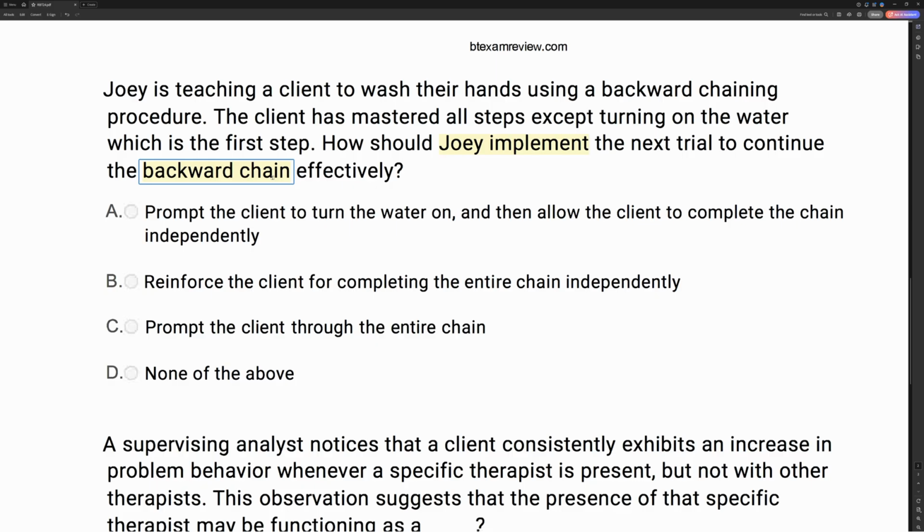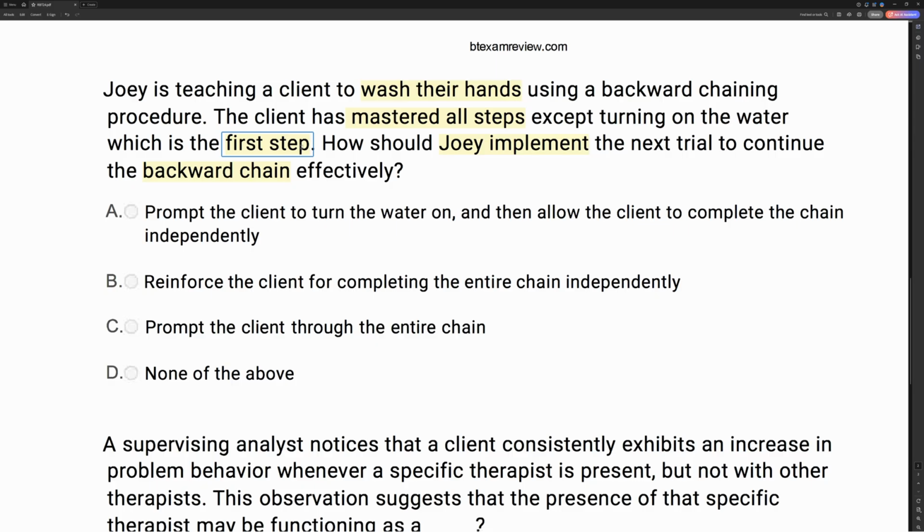With the backward chain, we've got our task chain that we've created from the task analysis. And we're going to teach the last step first. So in the case of washing hands, let's say it's a 5-step procedure. We're going to prompt the first 4 steps, and then that last step needs to be done independently by the client. But in this case, the client's mastered all steps except the first one. So if we've mastered every step except the first one, how are we going to now teach that? Well, now the client needs to do the first step independently.